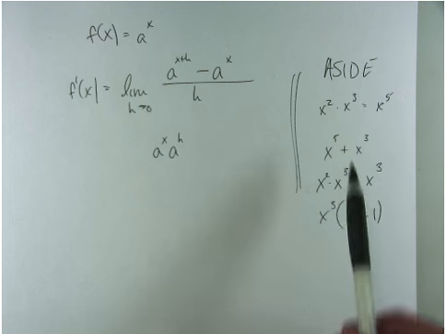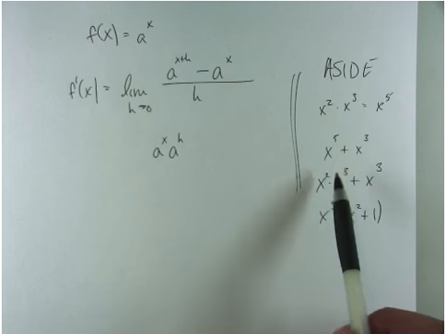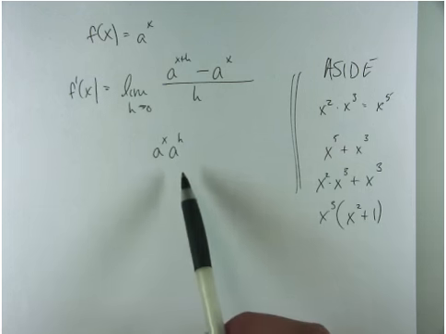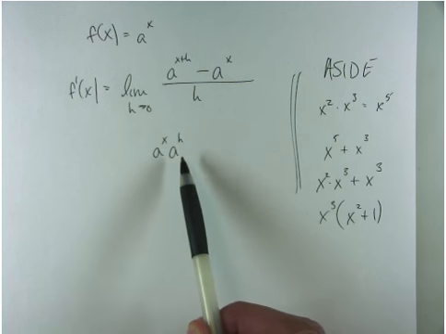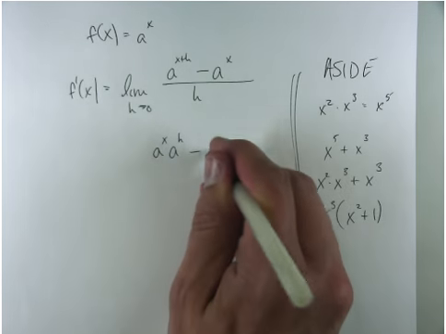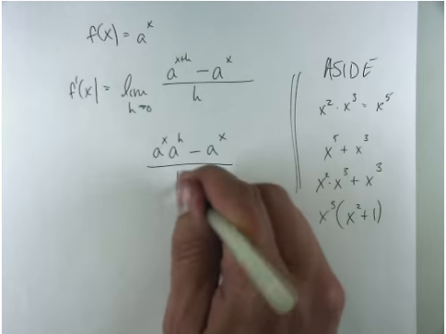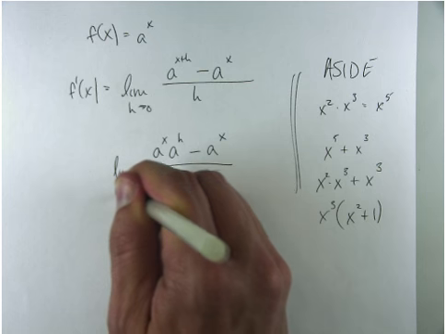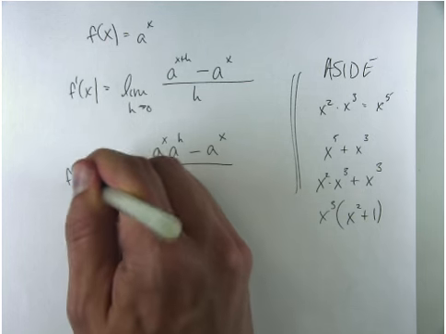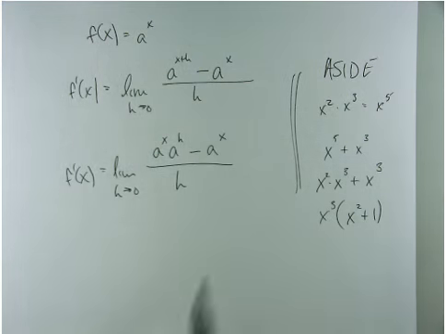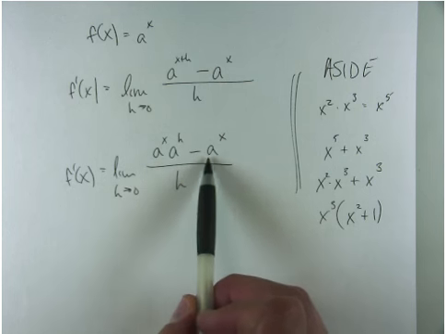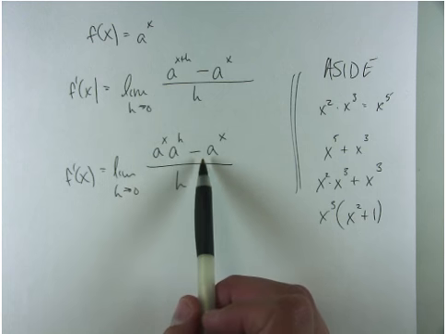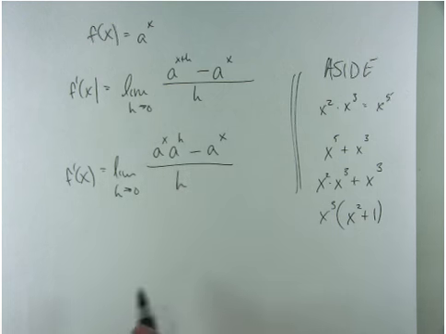This relationship for exponents is exactly what we're trying to exploit here to get that h by itself. The rest of this expression is just going to stay the same. But what I've been able to accomplish is there's an a to the x that's a factor here, and an a to the x that's a factor here. Because I have this common factor in each of those terms, I can just yank it out.